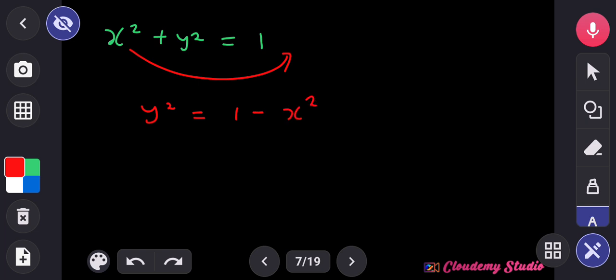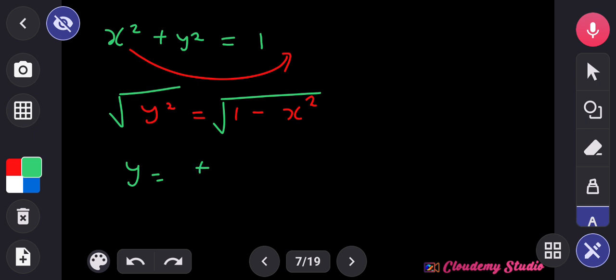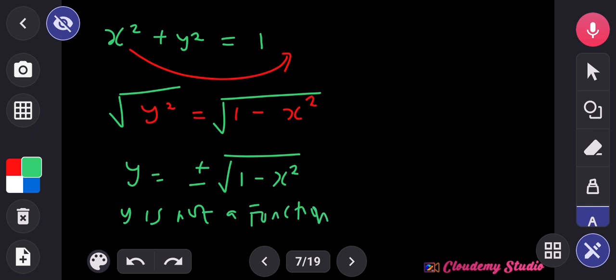Now what you are looking for is y itself. So what you're just going to do is we are going to root both sides. Therefore, my y will now be equal to, since I'm having a root and we are dealing with a function, plus or minus root of 1 minus x squared. So what we are trying to say here is that for every value of x, there are two values of y, which means in this case, y is not a function of x. That is what we are trying to say here. y is not a function of x. Why is it not a function of x? It is because of those plus or minus.